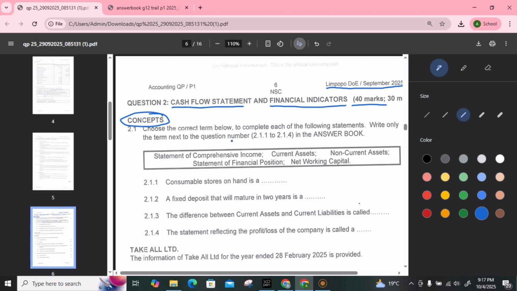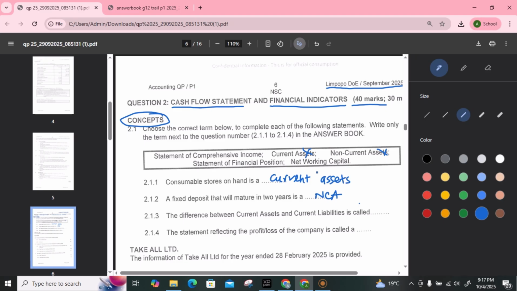So the best way to approach this is to eliminate what you know and what you understand until you have collected all the marks. Consumable stores on hand is a dash. The correct answer is current assets. And then let us eliminate this one out. And then 2.1.2, a fixed deposit that will mature in 2 years is a dash. That will be our non-current asset, NCA, and that one is out.